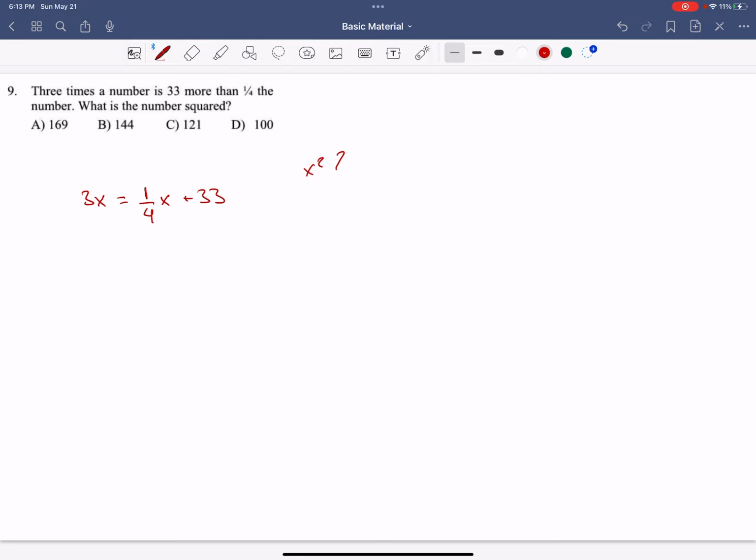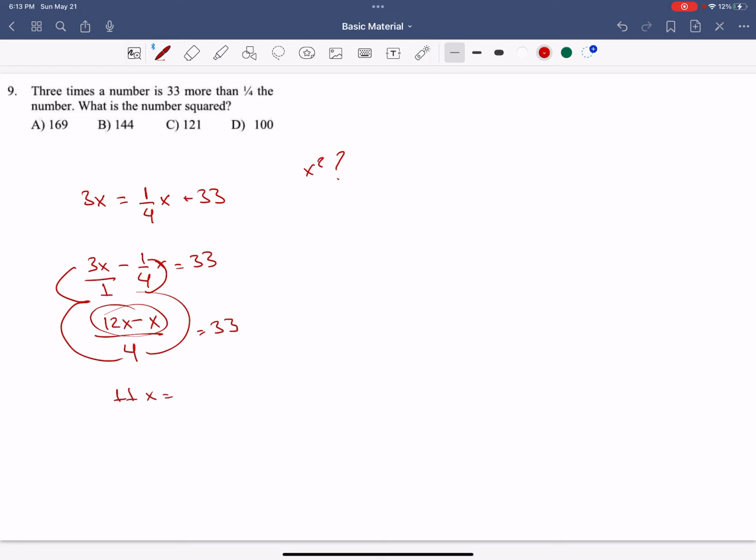The number is squared. So 3x minus 1 over 4x. I am passing everything that has x to the left side. I need the least common multiple between 1 and 4, which is 4. 4 divided by 1 is 4 times 3x is 12x. Minus 4 divided by 4 is 1 times x is 33. 12x minus x is 11x.